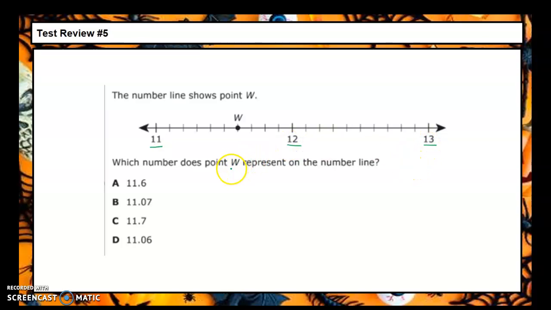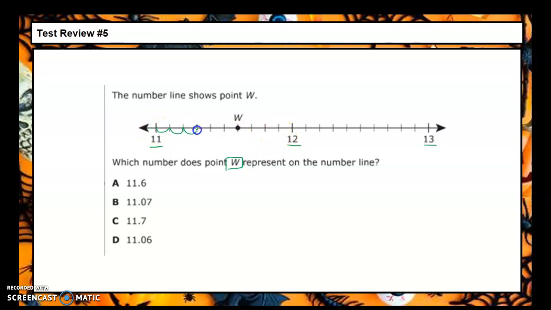All right, I'm looking at point W and what it represents. So the first thing I've got to figure out is what my number line is broken into. I know it has to be fractional decimal parts because I have whole numbers with pieces in between. So the first thing I'm going to do is jump all the way from 11 to 12 and see how many jumps I can make.